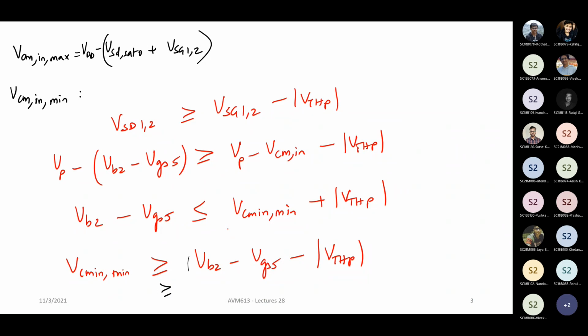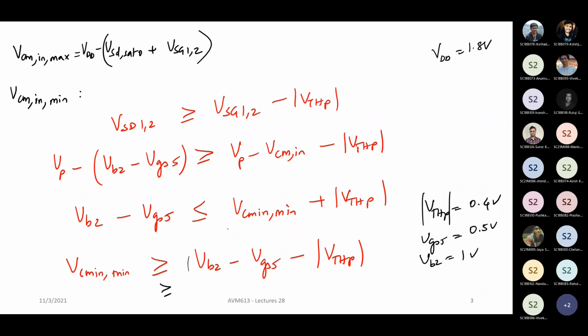So let us just throw in some numbers here. Let us say mod VTHP is 0.4 volt. Let's say VGS5 is 0.5 volt or 0.45 volt, something like that. Let's say VB2 is 1 volt. Let's take the supply voltage to be 1.8 volt.